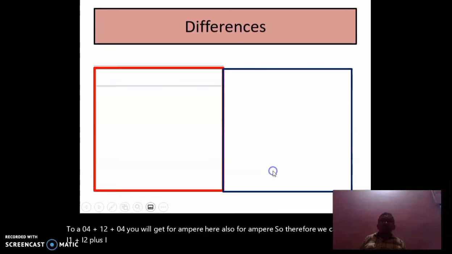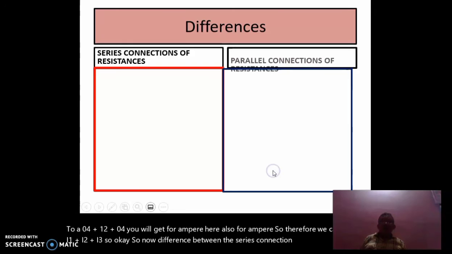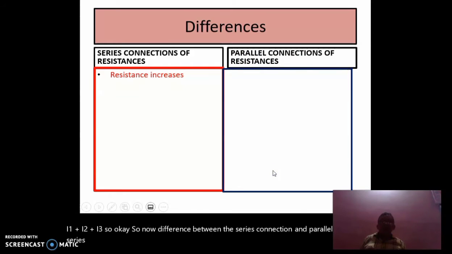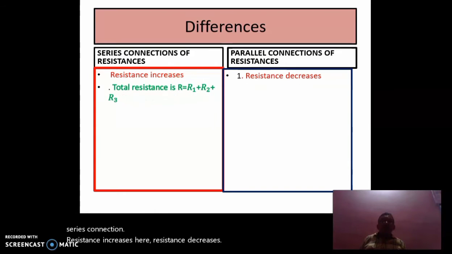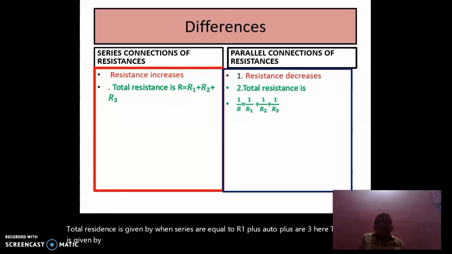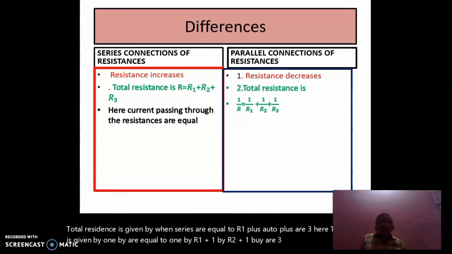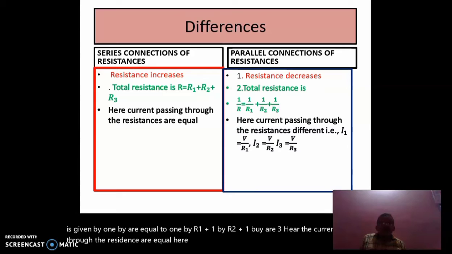Okay. So now the difference between the series connection and parallel connection. Series connection, resistance increases. Here resistance decreases. Total resistance is given, when series, by R equal to R1 plus R2 plus R3. Here total resistance is given by 1 by R equal to 1 by R1 plus 1 by R2 plus 1 by R3. Here the current passing through the resistances is equal. Here current passing through the resistances is different. That is I1 equal to V by R1, I2 equal to V by R2, I3 equal to V by R3.